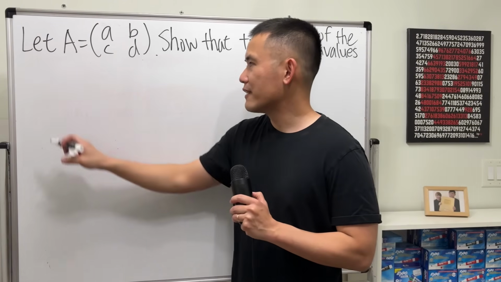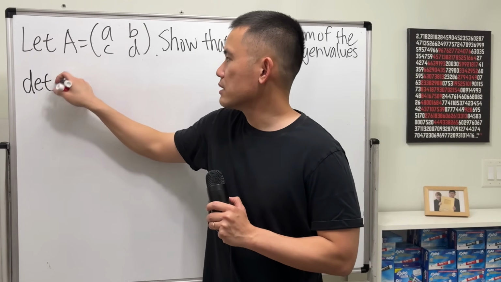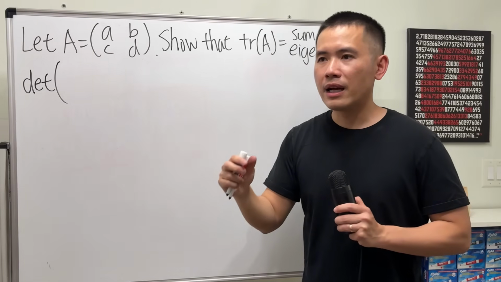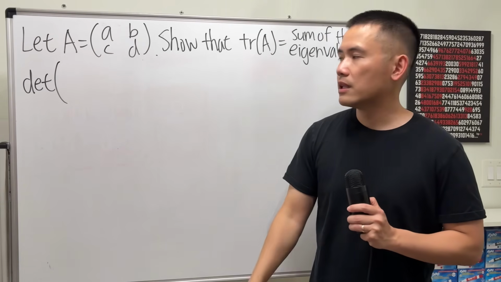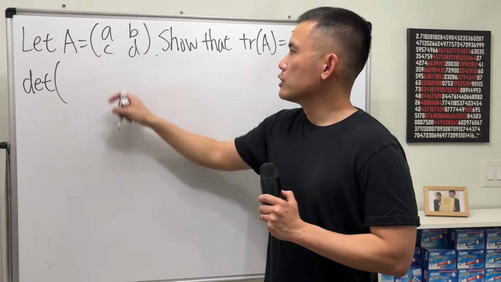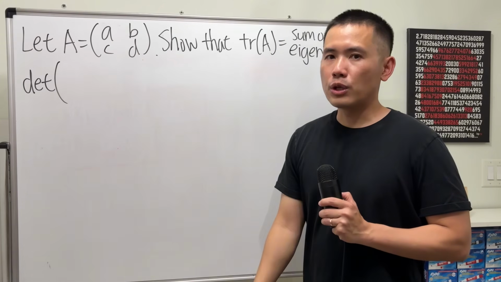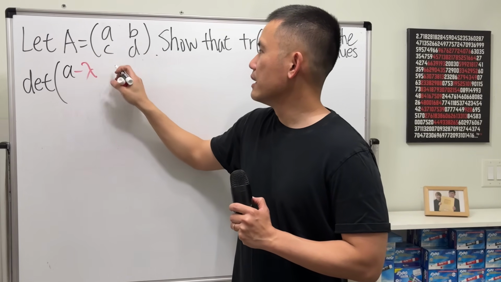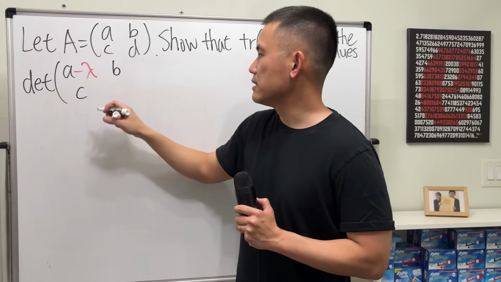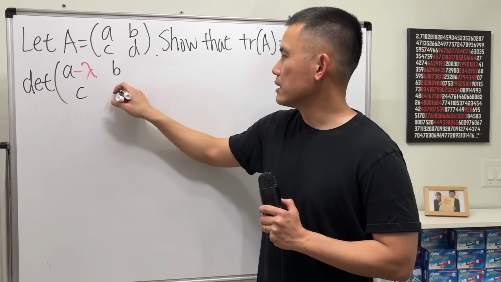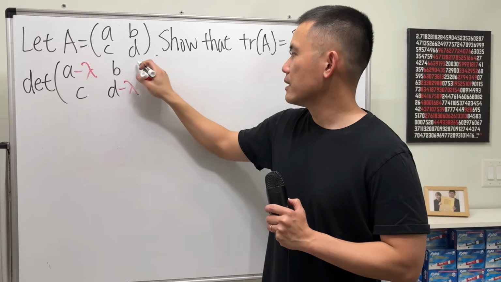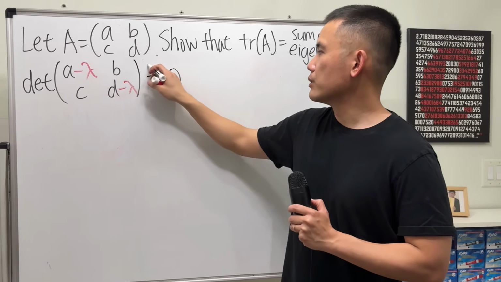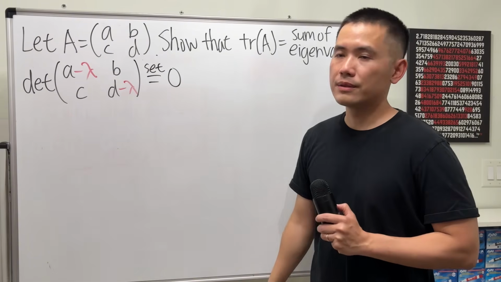In order to get the eigenvalues, we need the determinant of A minus lambda times the identity matrix equal to 0. So we go to the diagonals and then just subtract lambda from it. So we have A minus lambda, and then this B and C stay the same. And then here, D minus lambda. And make that equal 0. And then work this out.